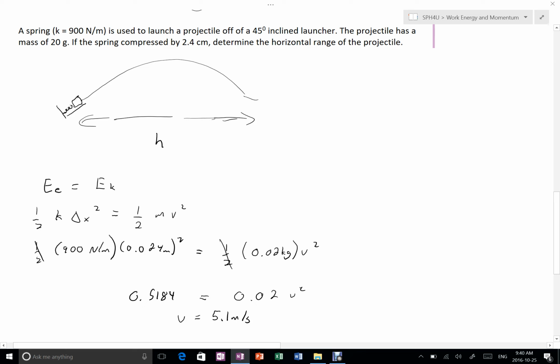Now I just have a simple projectile problem that we might have done when we were doing the 5 equations of motion. So that 5.1 meters per second is on a 45-degree angle based on the launch angle. So I need to divide it into components. I can look at this one as 5.1 sine 45, and this one is 5.1 cos 45. But since it's 45, they're the same thing, so it's 3.61 in either direction.